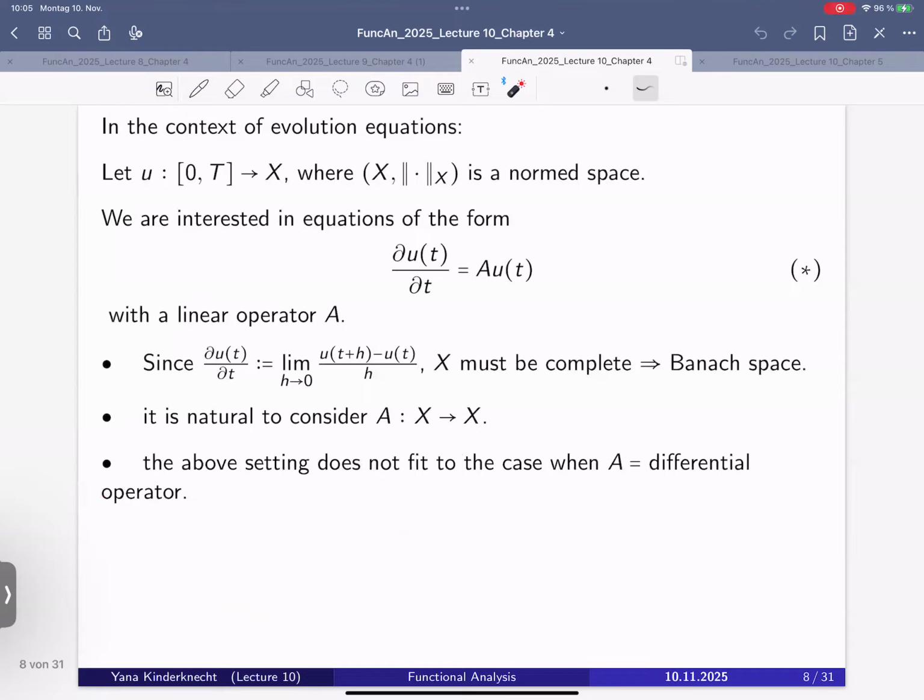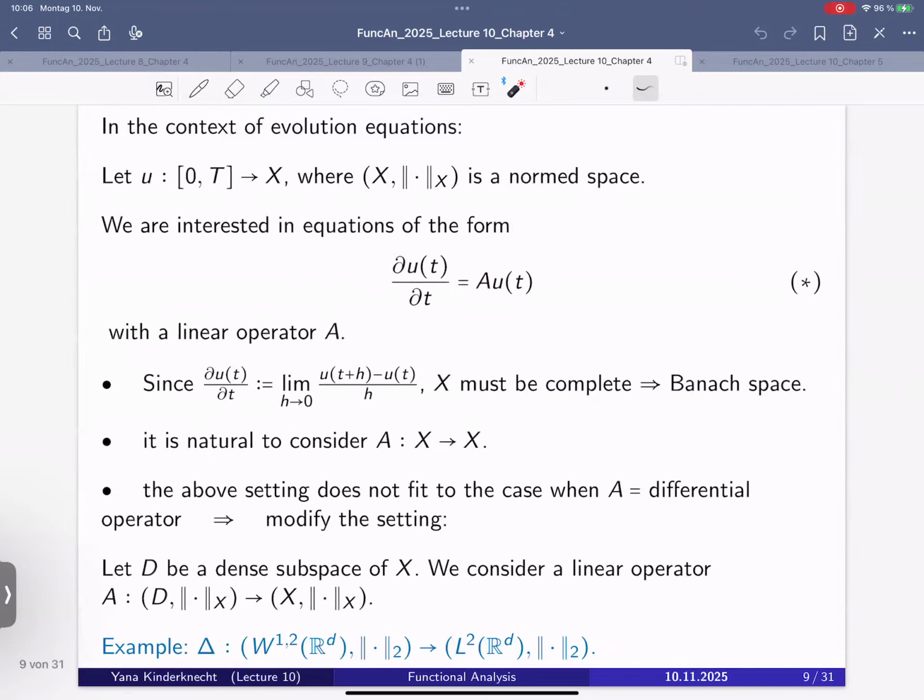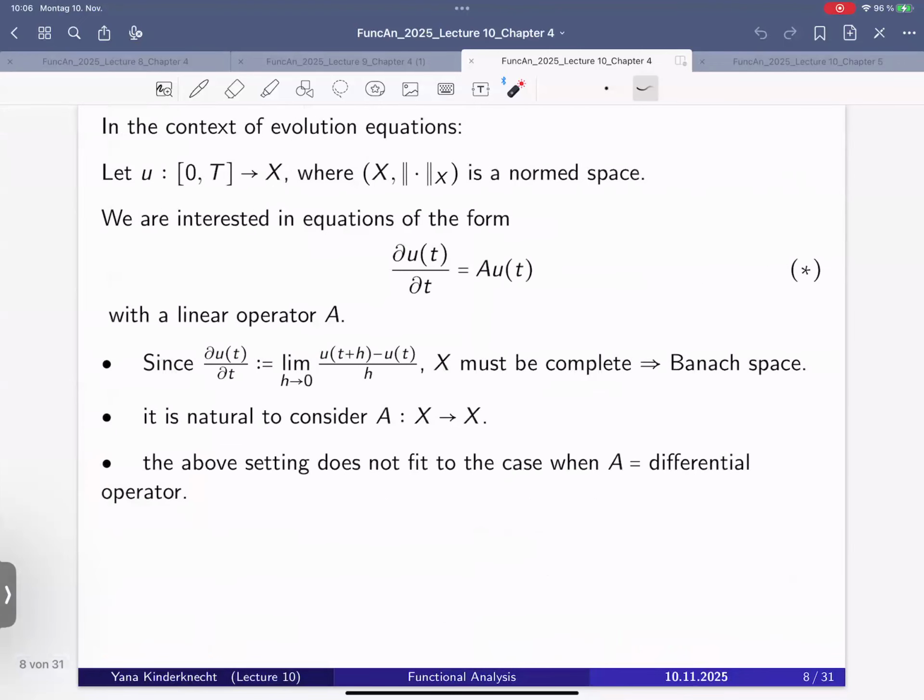But of course, the above setting does not fit in the case when A is a differential operator. So the most interesting case is when A is a differential operator, for example, the Laplacian. Then we have the heat equation. And the Laplacian is the generator of a Brownian motion, so it is a very interesting operator. So what should we do if we don't have an operator A, which is a bounded linear operator from X to X?